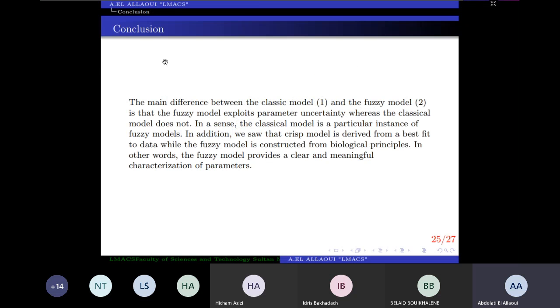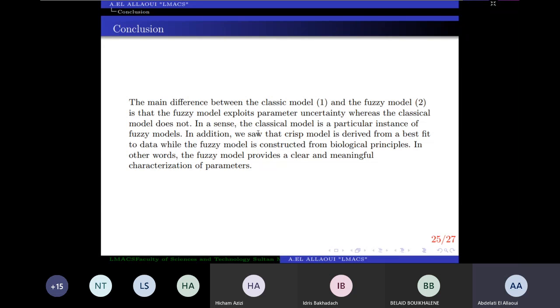Last section is a conclusion. So the main difference between the classical model and the fuzzy model is that the fuzzy model exploits parameter uncertainty, whereas the classical model doesn't. In a sense, the classical model is a particular instance of the fuzzy model. I would say that when alpha equal to 1, we are in the classical situation. So the classical model is a particular case of the fuzzy model.